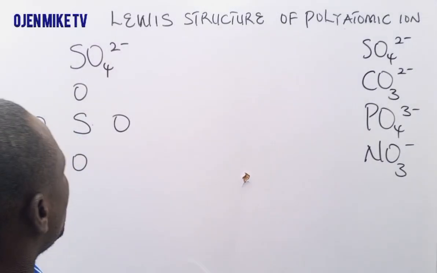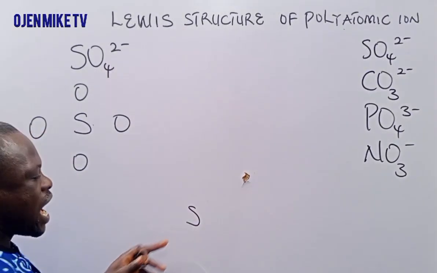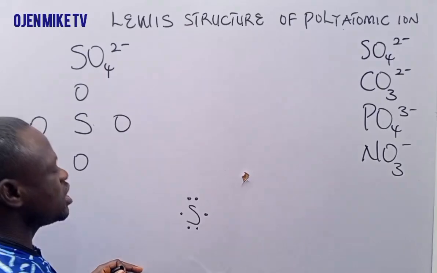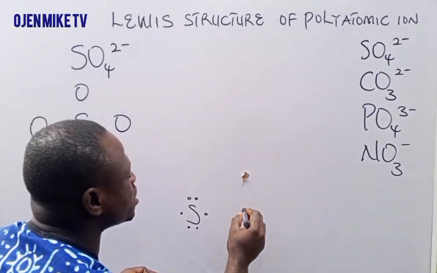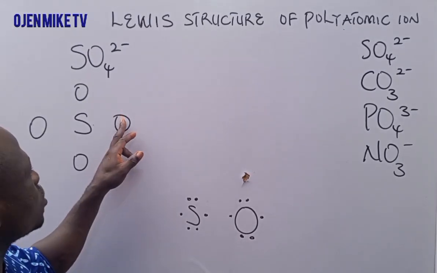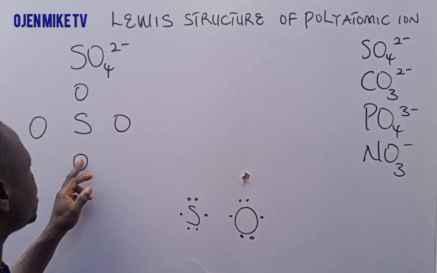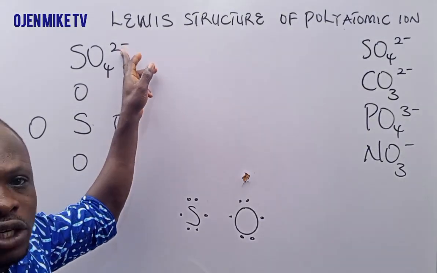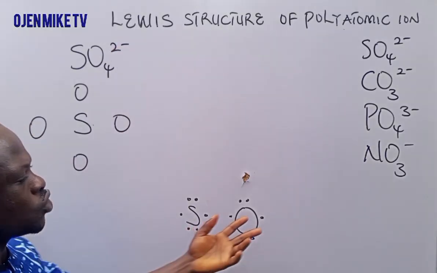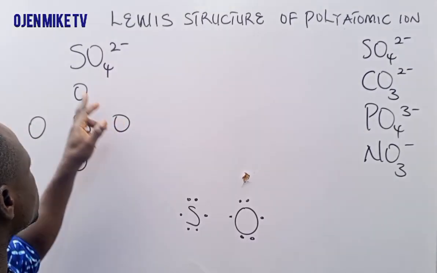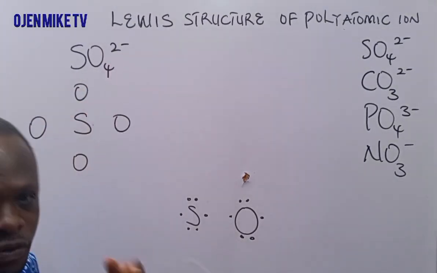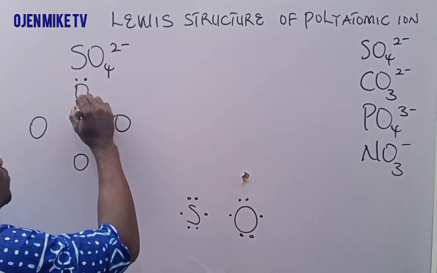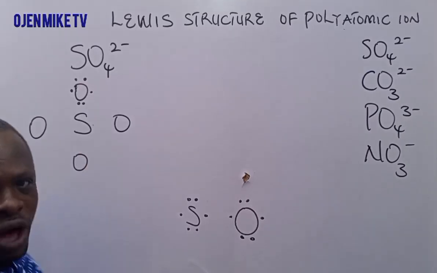Remember, sulfur has 6 valence electrons. We have 1 2 3 4 5 6. This is the 6 valence electrons of sulfur. Oxygen on the other hand, we have 6 valence electrons here, 6 here, 6 here, 6 here, and also we have another 2 electrons, because minus here means you are adding 2 electrons. So the total valence electron is going to be 32. 6 plus 6 plus 6 plus 6 plus 6 plus 2 gives you 32. So now this has 6 valence electrons, 1 2 3 4 5 6. We have completed that one.